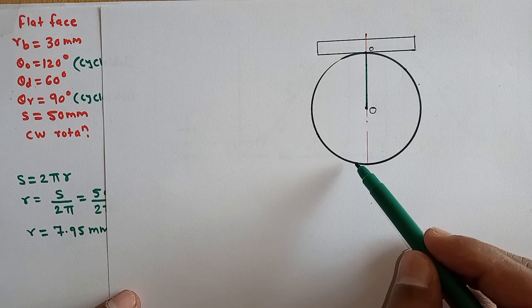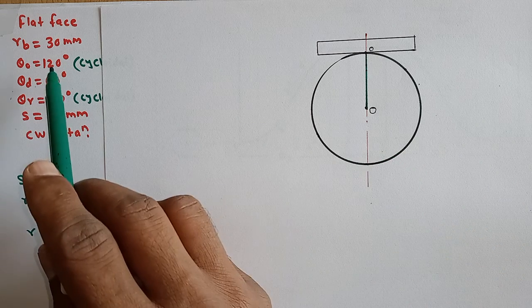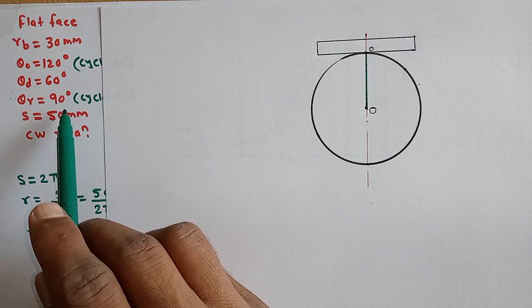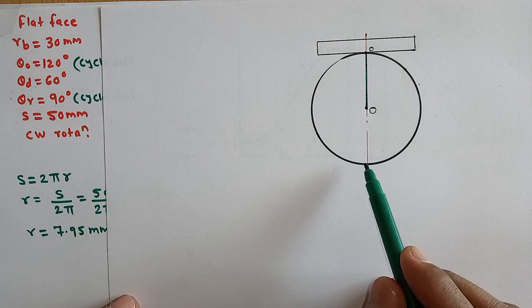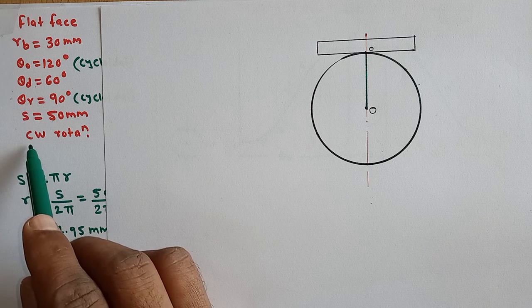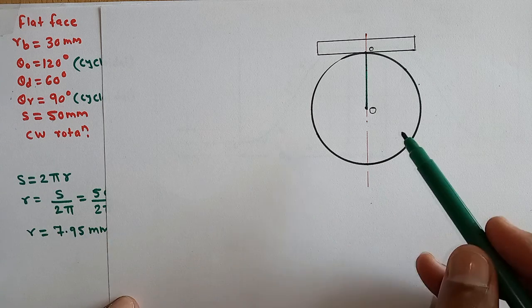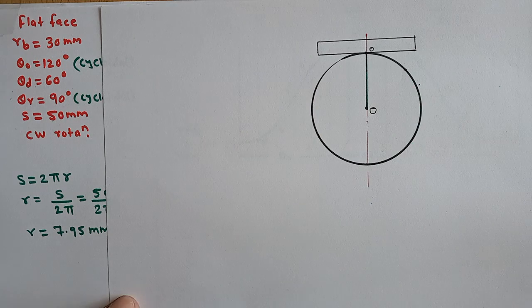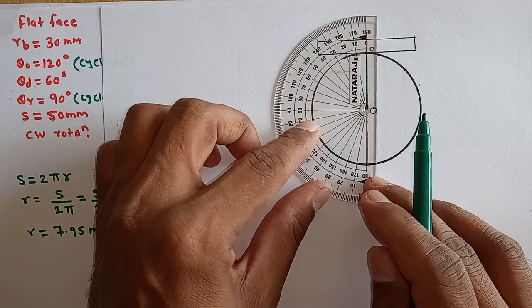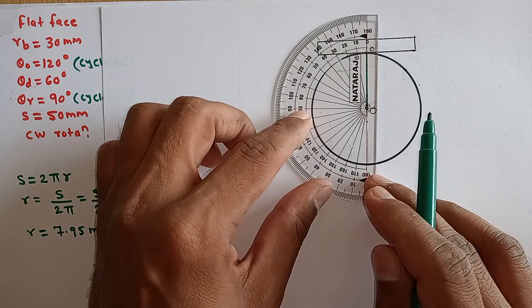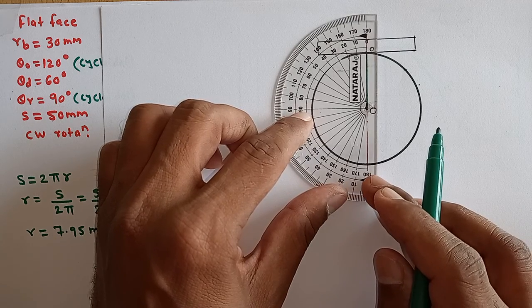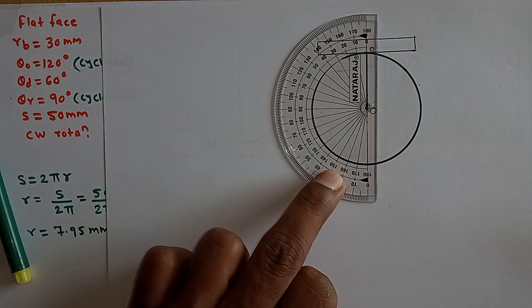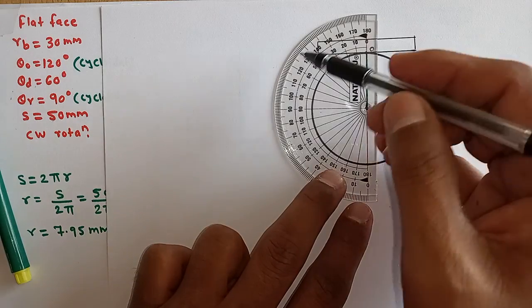So we'll divide the base circle into 3 segments, one of 120 degrees, next 60 degrees, and followed by 90 degrees. Now we have to divide the circle in the direction opposite to the direction of rotation of cam. Cam rotates in clockwise sense, so we will divide the circle in counterclockwise sense. So first angle is 120 degrees. We plot the angle in counterclockwise sense opposite to the direction of rotation of cam.